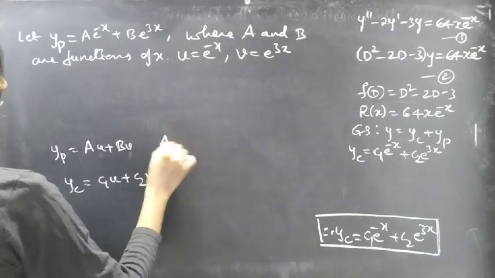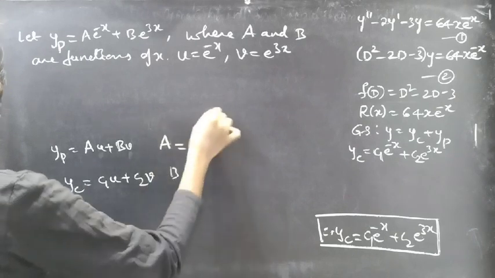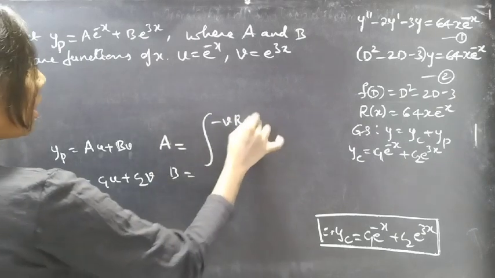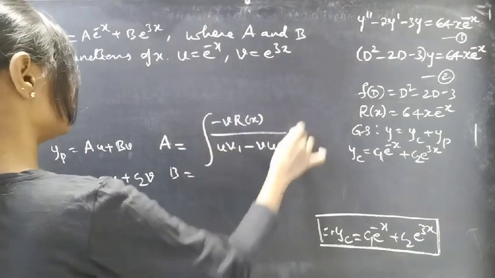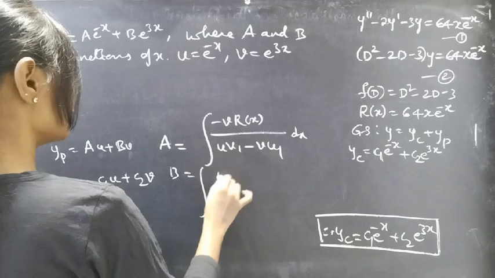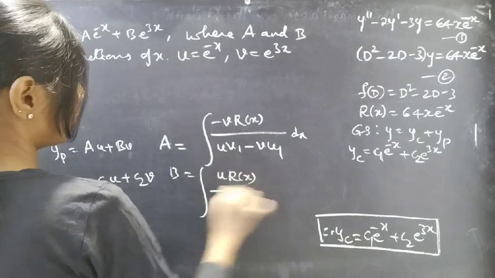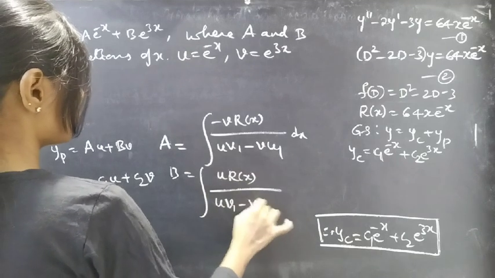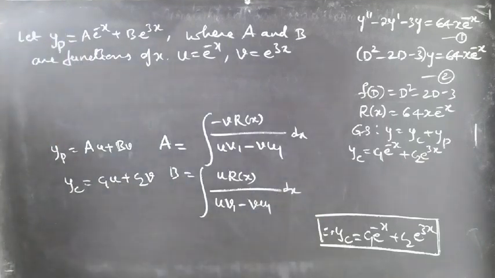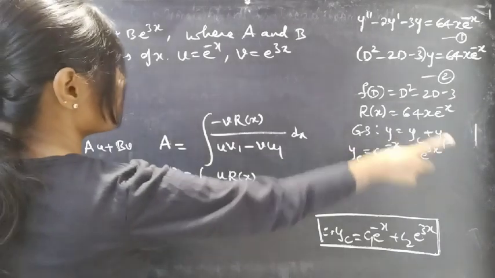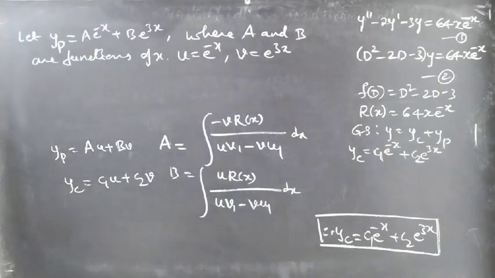And here we are going to find A and B using some formulas. A is given by the integral of minus v into r of x by uv1 minus v1, and B is given by the integral of u into r of x by uv1 minus v1. If you notice, you are having uv1 minus v1 in both the formulas, so we'll begin with uv1 minus v1 and later we'll find A, B, yp, and finally we'll find the general solution using y equal to yc plus yp by substituting yc and yp in it.